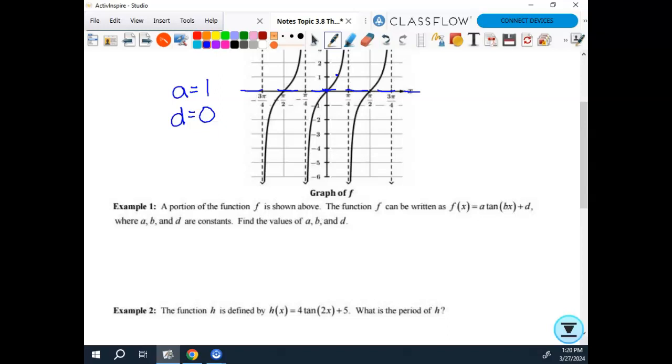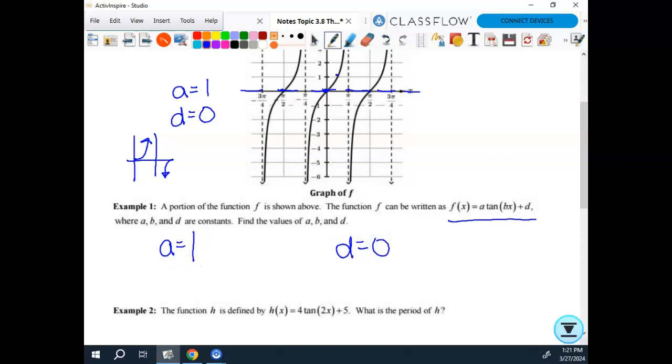Okay? The question says it can be written as this, and this right here shows you that there is no translation left or right. And that makes sense because we know the parent function, right? The thing we want to draw looks like this. Now, could I write an equation with a translation to the right pi halves? Yes. Or to the left pi halves? I don't need to make it complicated, but if I did, it would just be the exact same graph. Okay, so we already found A and D.